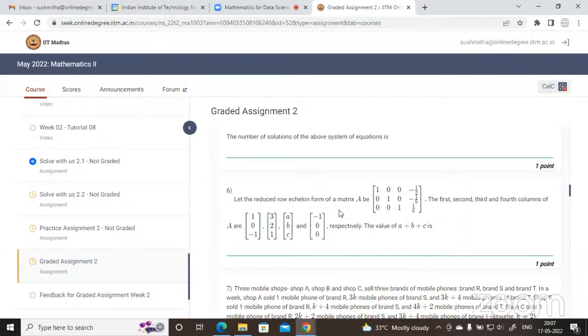Is it this one? Yes, ma'am. After repeated trials, I am not getting -1/2, whatever. I tried it so many times. The first, second, third, and fourth columns are this. Ma'am, this question is similar to activity 2.5, question number 6, I think. So the columns of A are given. You have to reduce it and bring it to this form.